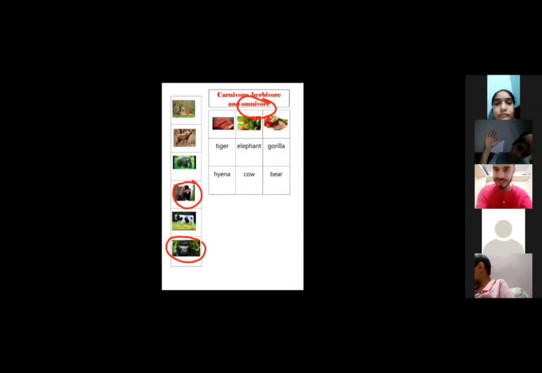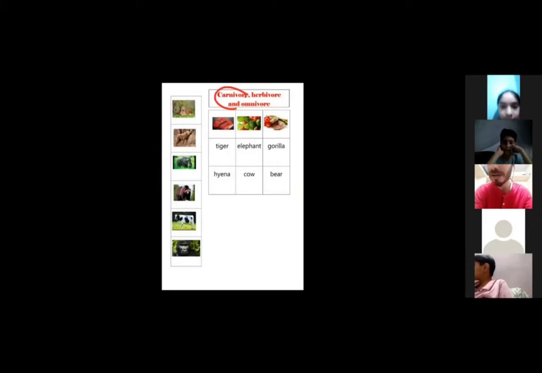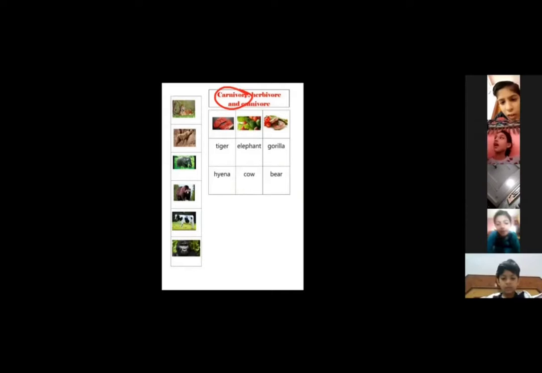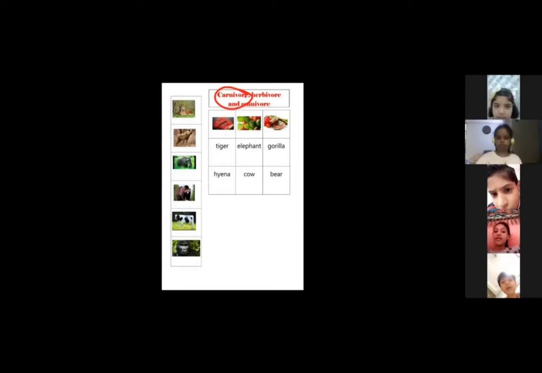Now the last category which we have here is the carnivores. Carnivores are those animals that get their food by hunting and eating other animals. The best examples of carnivores are the lion or the tiger. These are exactly the carnivores. In addition to them, we have the crocodile, wolves, lions, sharks.